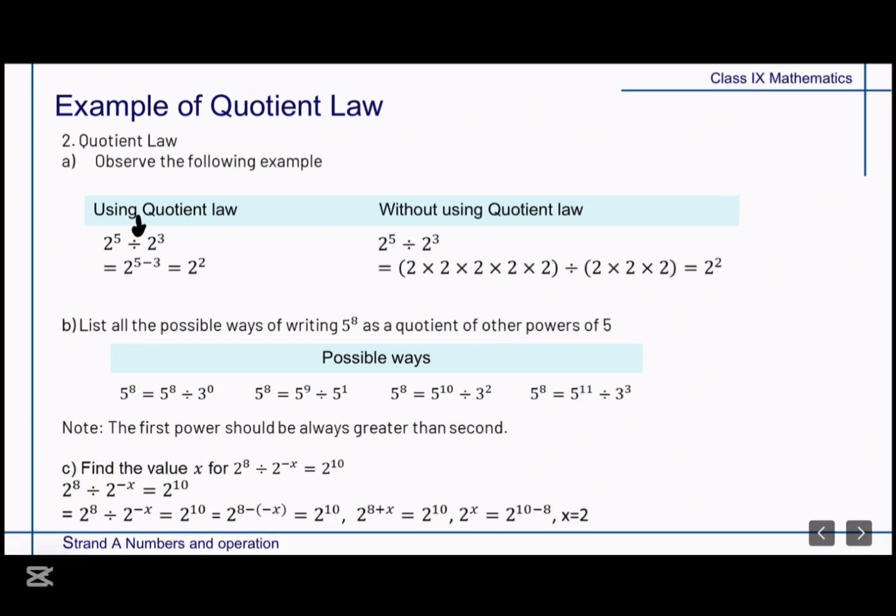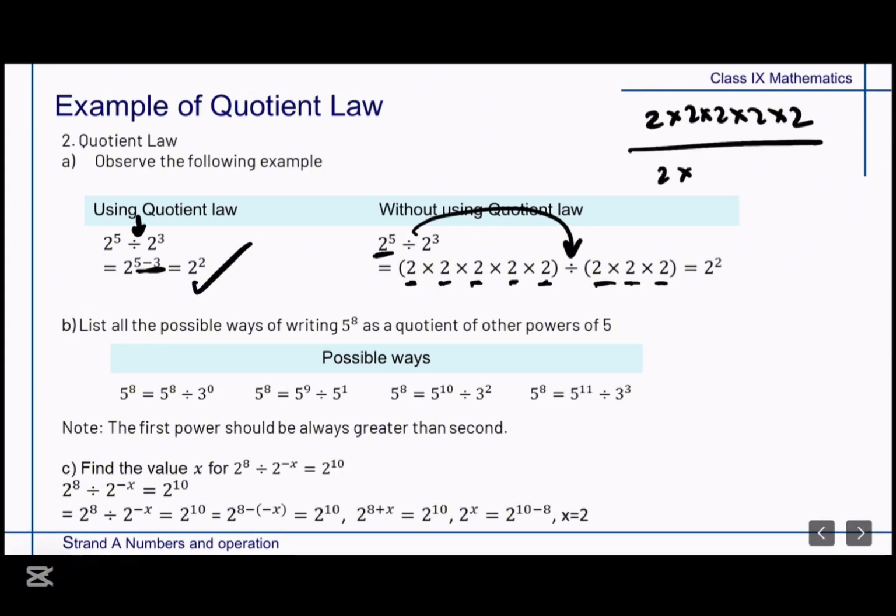Now 2 raised to 5 divided by 2 raised to 3. Quotient law says that the exponents will be subtracted, hence resulting in 2 raised to 2. Now without quotient law, 2 raised to 5, by definition it means that 2 is repeating 5 times. Then division comes here. 2 raised to 3 means multiply 3 times. So you notice that 2 times 2 times 2 times 2 times 2 divided by 2 times 2 times 2. So 3 cancels, so you are left with 2 raised to 2. Which is the same answer we got when applying the quotient law.